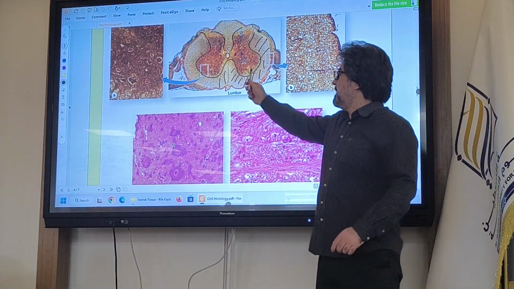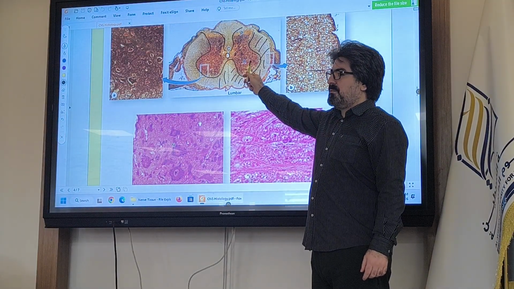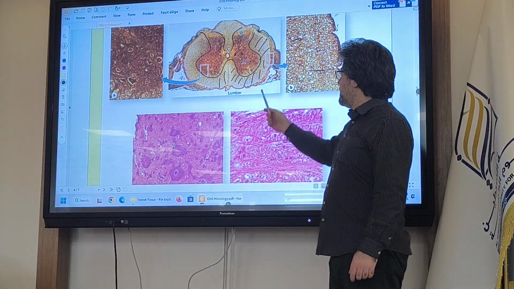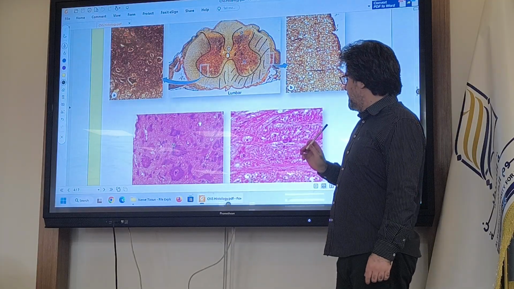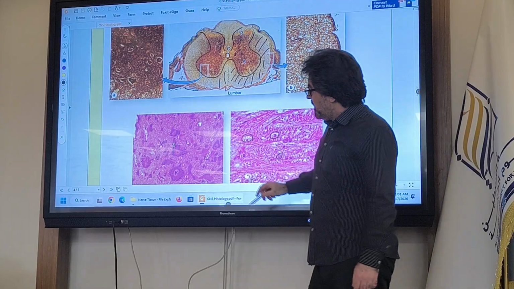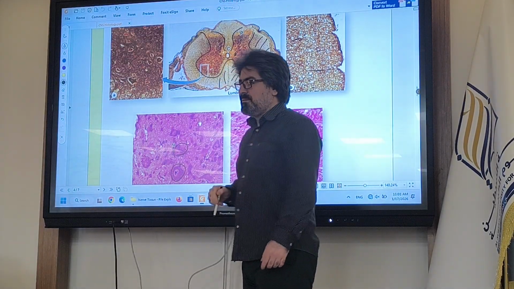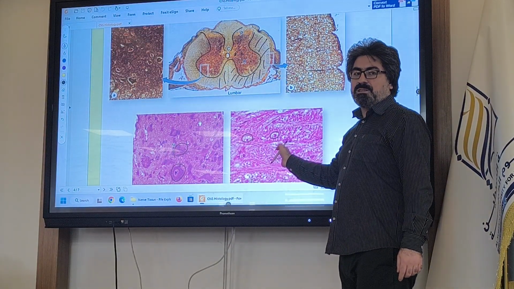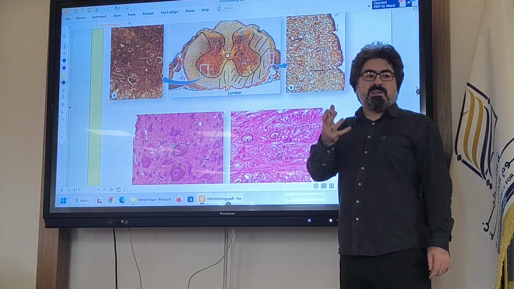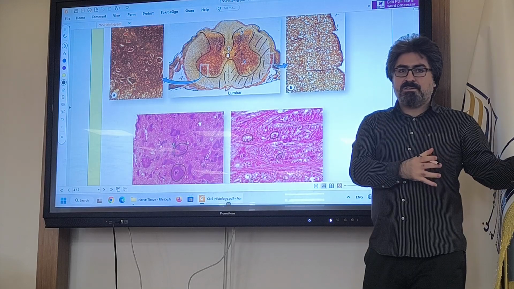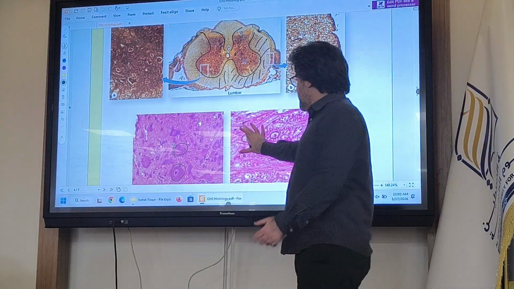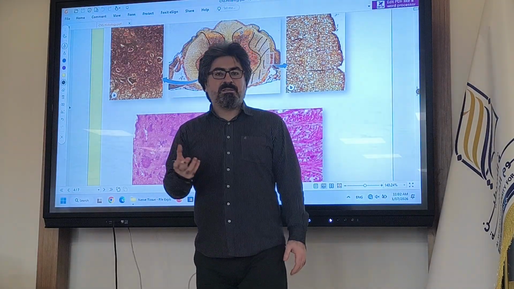So what is the main cell here in the gray matter? Cell bodies are neurons, the main component. The main component of white matter? Axons. You can see axons here, and neurons here. This part is whiter because of myelin. The composition of myelin is mainly lipid and protein, and lipid, as I told you, dissolves in the alcohol during tissue preparation. So it is whiter here.